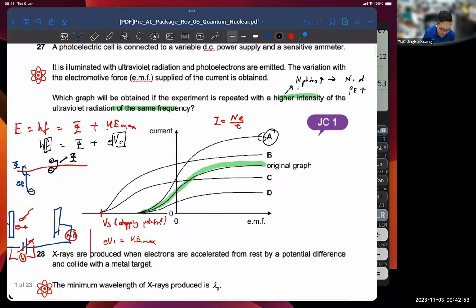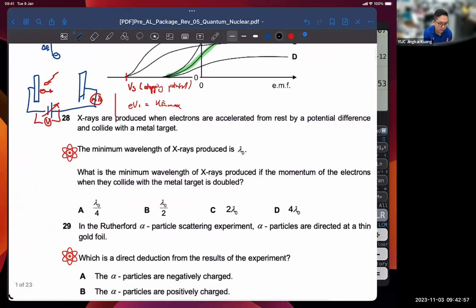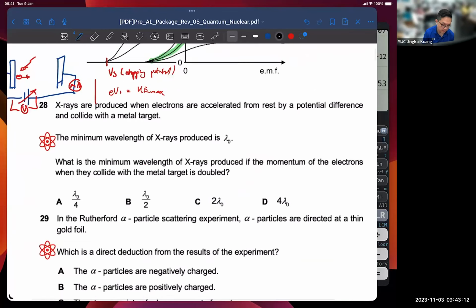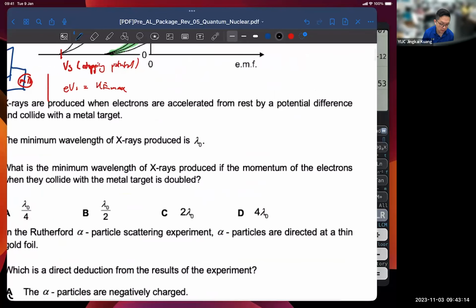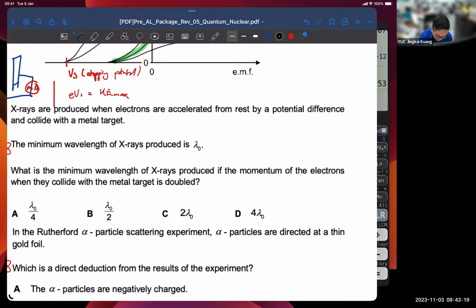Okay, and next one is X-ray. Remember, photoelectric effect is having photons incident on a piece of metal, then freeing up your photoelectrons. For X-ray it's the other way around. In X-ray we bombard your piece of material with electrons. What I do is that I usually have a heated coil wire.